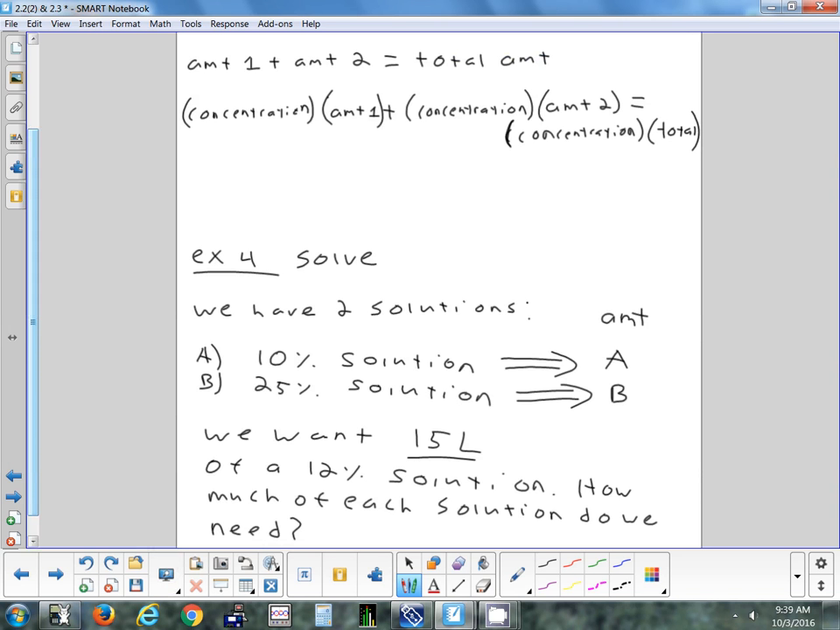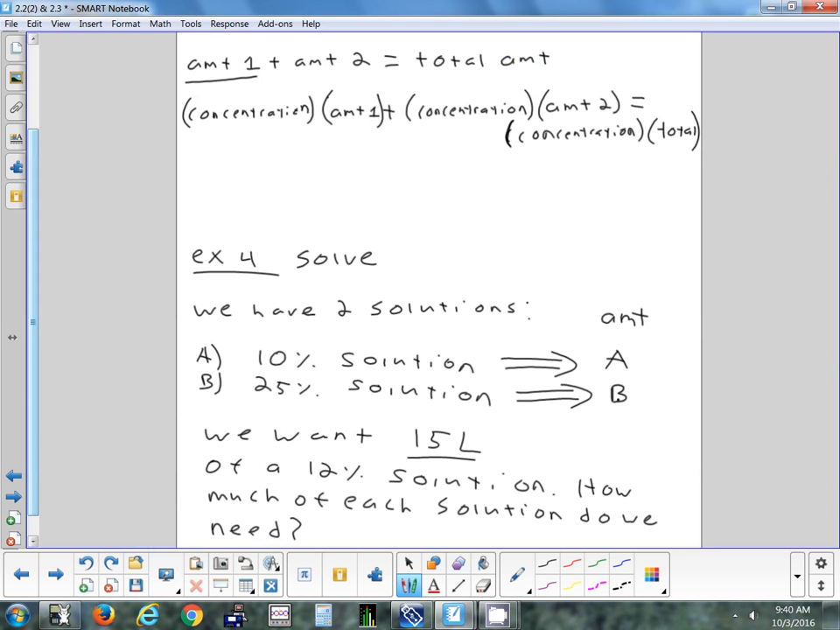So what are you thinking for an equation, Luke? 10% plus 25% equals total amount. So is 10% an amount, or is that a concentration? No, typically it's a concentration, right? That's a concentration. So we want amounts.